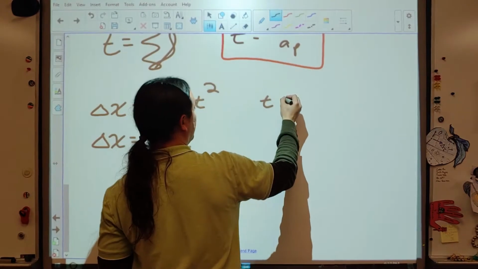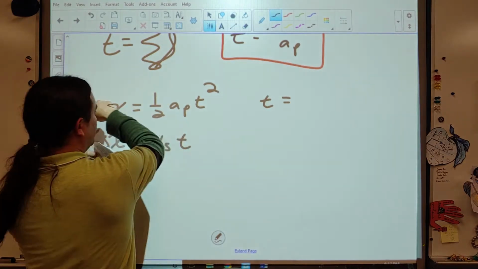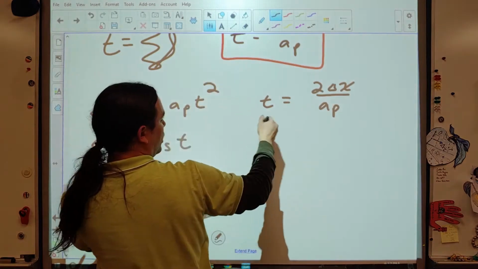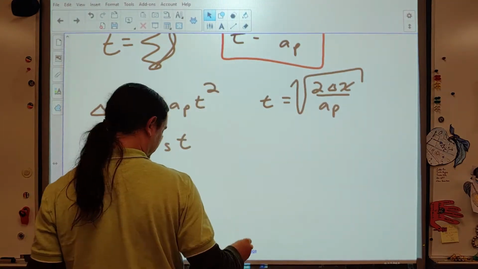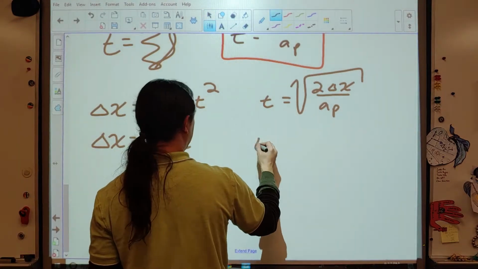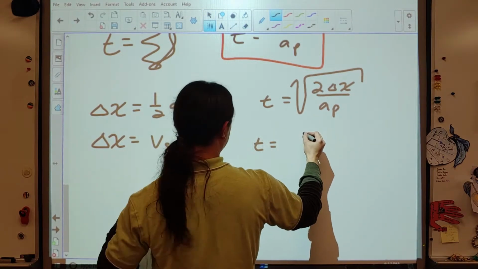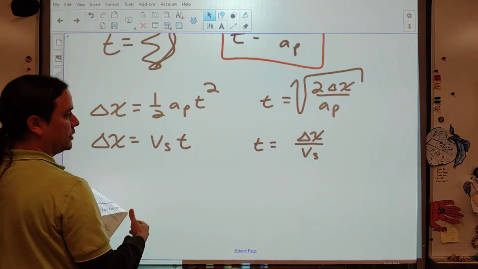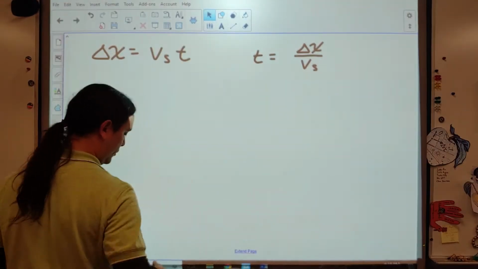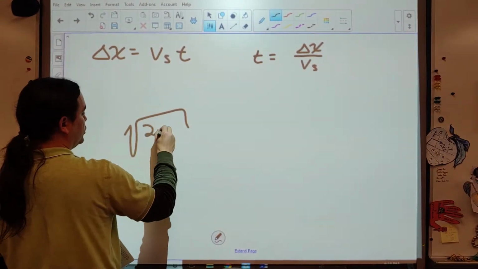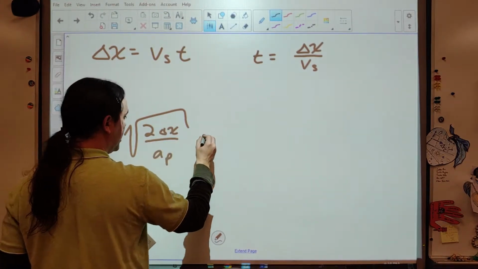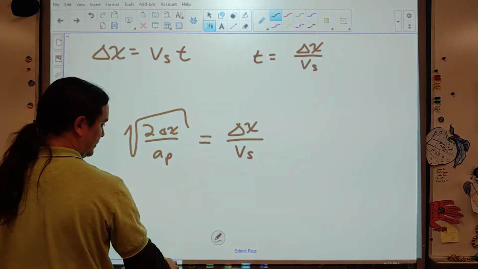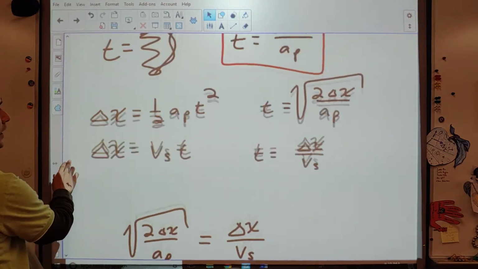So I'm going to say up here that t squared is equal to, I multiply by 2, so I end up with 2 times delta x divided by AP. So I'm going to take the square root. And then over here, I can find that t is equal to delta x divided by vs. Now that I've got this, I can set these two equal to each other. The square root of 2 delta x divided by AP is equal to delta x divided by vs. Both of these are equal to my time.